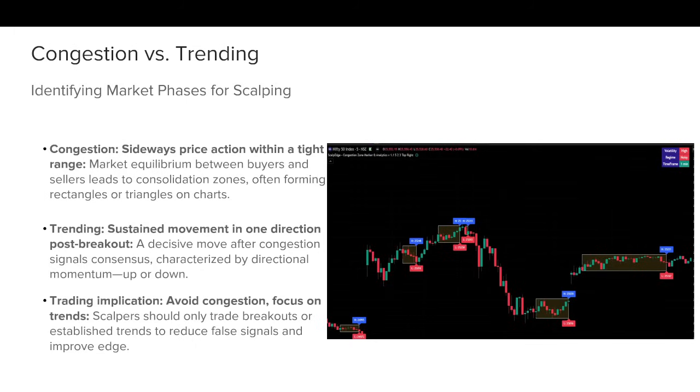Trending, sustained movement in one direction post breakout. So after we break out of these boxes, a decisive move takes place in a particular direction. So trading implication is avoid trading while in congestion, focus on when we are outside congestion and in a trend. So scalpers should always trade breakouts or established trends to reduce false signals and improve edge.